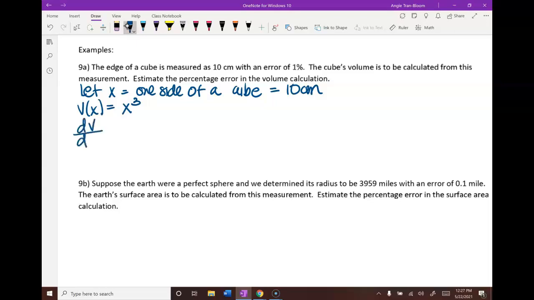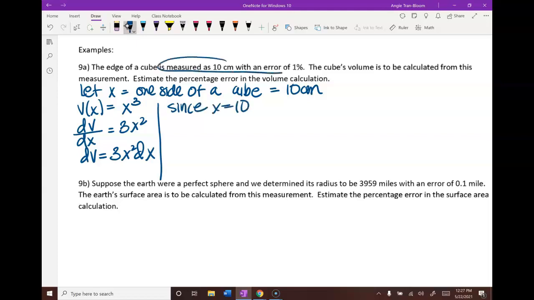Well, let's find the derivative with respect to x. So this is the change in volume with the change in the one side. So this is 3x squared. dv represents just the change in volume, so we're going to cross multiply. So now we have 3x squared times dx. This is the change in volume with respect to x, okay? Well, since x is 10, and remember, it says here the measurement has a 1% error, that means the change in x, which is the change in the measurement of one side, is going to be 1% of x. Well, 1% is 0.01 times 10. So as you can see, the measurement has an error of 0.1 of a centimeter.